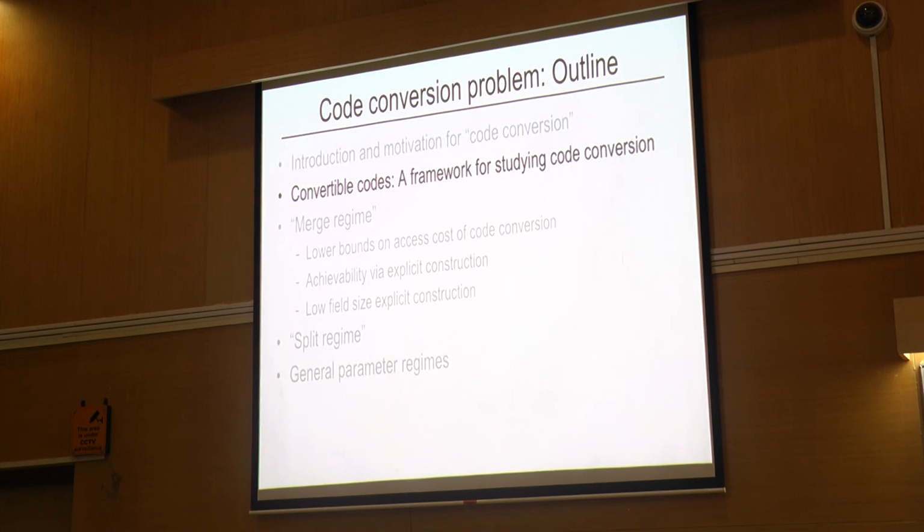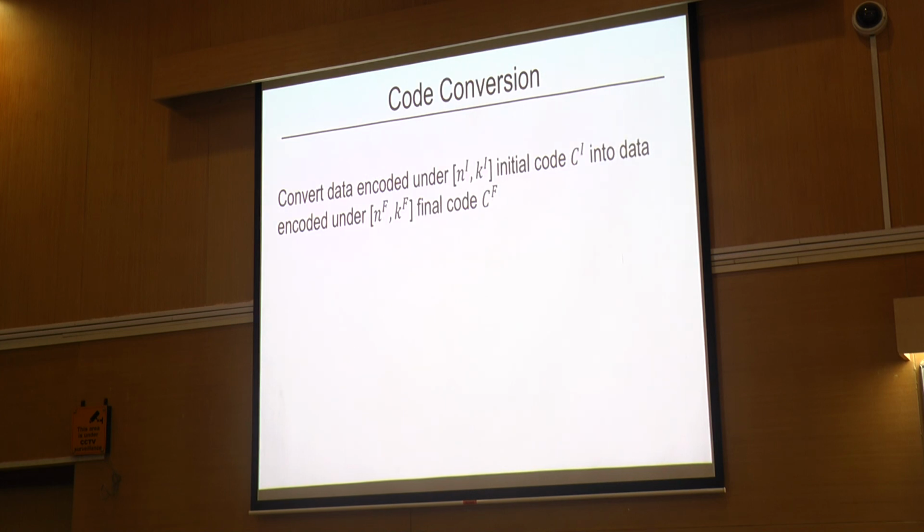Okay, so quickly, let's now go into the convertible codes framework. So recall that what we want to do is convert data that is encoded using an (nI, kI) initial code CI into data encoded into a final code, which we denote by CF, which would be an (nF, kF) code.